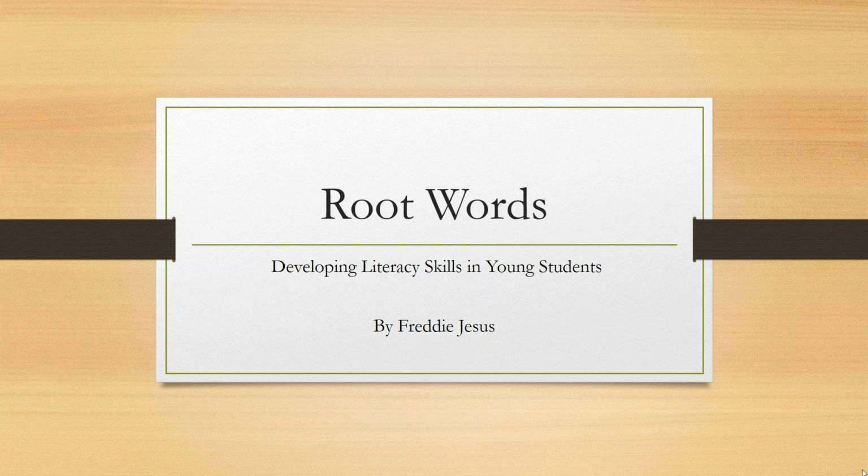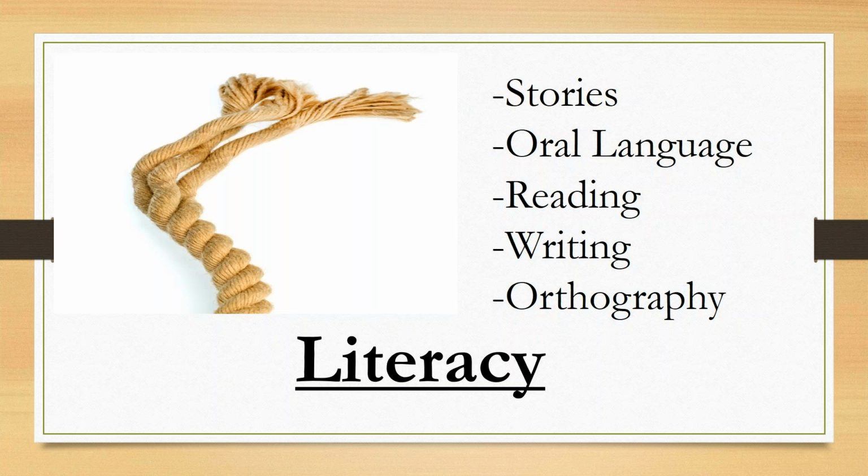Thank you, Pam. Root words, developing literacy skills in young students. Literacy is like a braid of interwoven threads. The braid begins with the intertwining threads of oral language and stories. As children experiment with putting ideas on paper, a writing thread is woven in as well. As children move into reading, the threads of literacy begin to bond. Children and students' growing knowledge of spelling and orthography strengthens the bonding. The size of the threads and the braid itself becomes thicker as this knowledge grows. This is literacy.